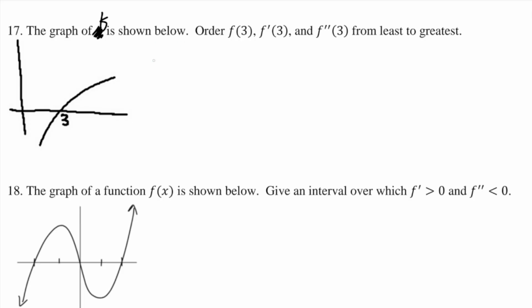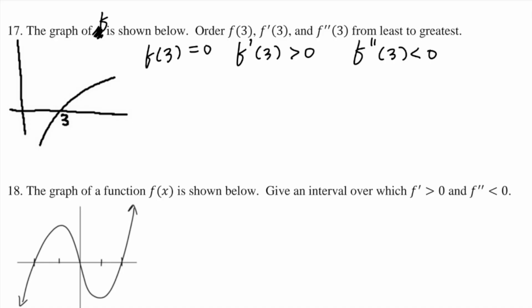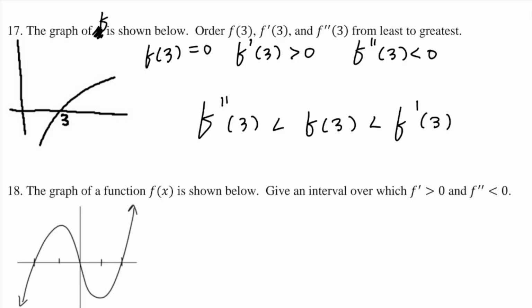So I'm just going to go ahead and say, okay, f of 3 equals 0. f prime of 3 equals a positive number, and f double prime of 3 is going to be a negative number because the graph of f is concave down. And so ordering them from least to greatest, the negative one would be the least. f of 3 was 0, and f prime of 3 is going to be greater than 0.